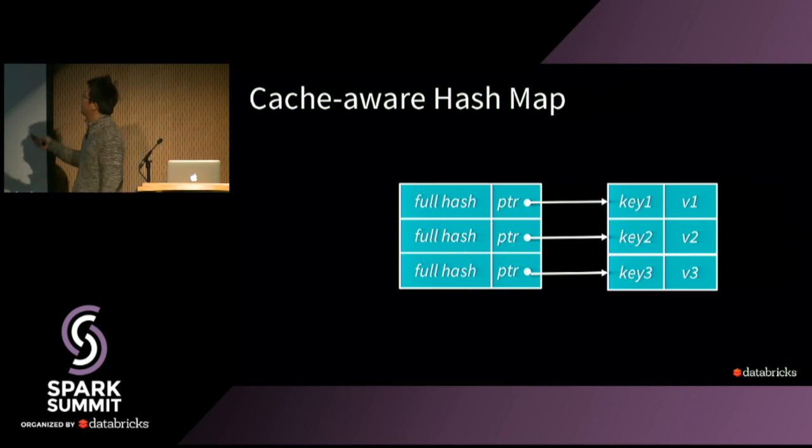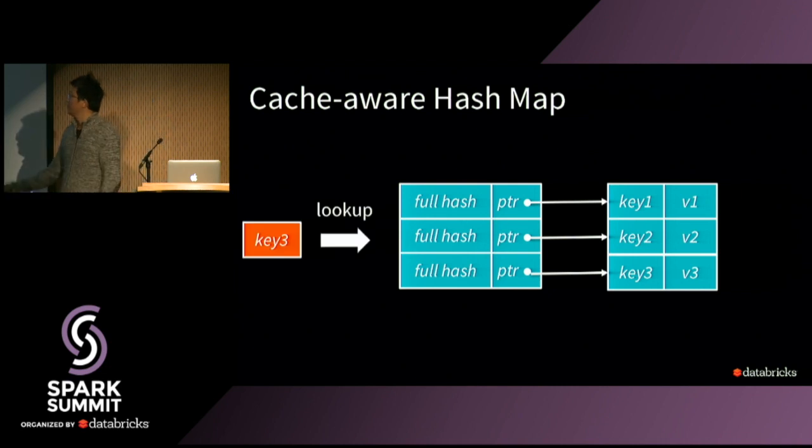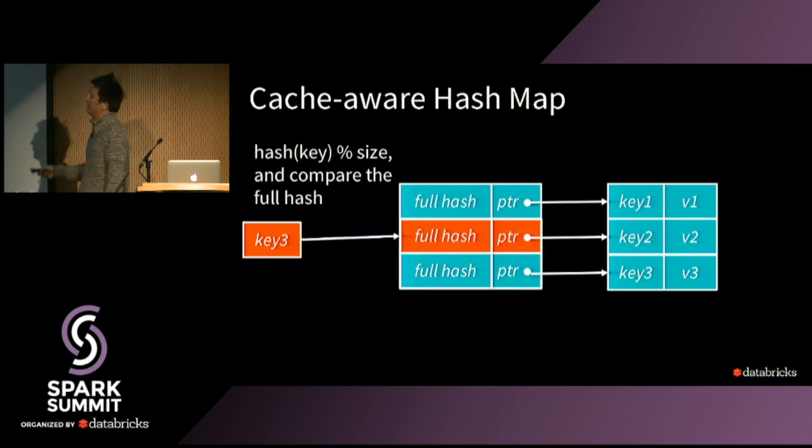The idea behind this is that although hash collision is very common for a hash table, if you compare the full hash value of your key, then the collisions will reduce a lot. So the idea is we can store the full hash value of your keys along with your pointers. Then when we do a lookup, we first, like previously, hash the key, and then we mod it by the size of the hash table and get the position in the hash table and do a lookup.